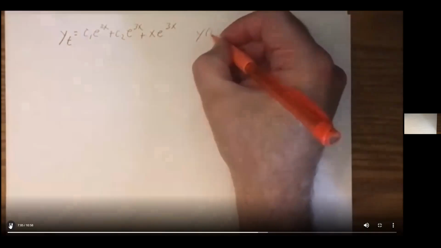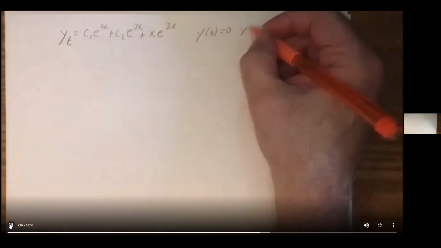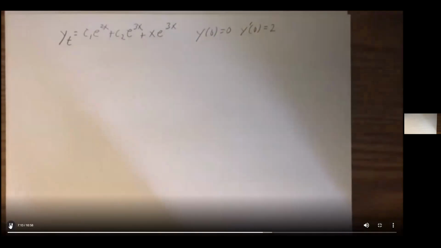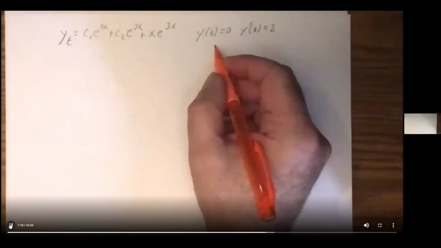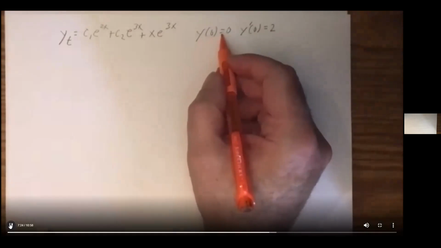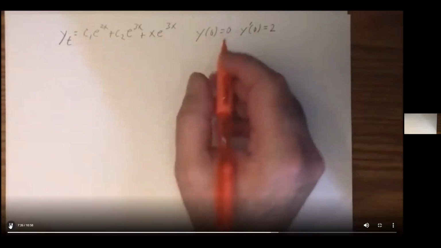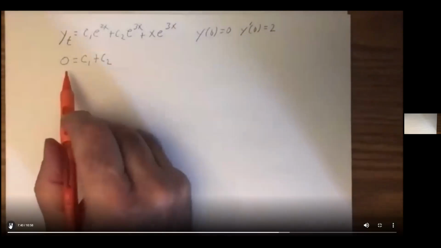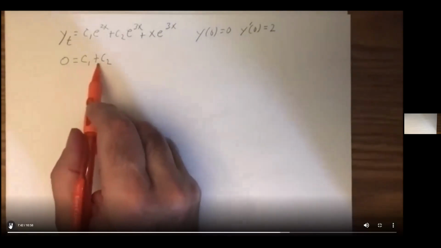And this is my initial conditions. Okay. All right. So let's see. First of all, we're told that when x is equal to 0, y is equal to 0. So using the first one, it's going to be c1, and then this is just going to be 1, plus c2, and then this is 0. I put 0 in here. So I get one equation where 0 is equal to c1 plus c2.